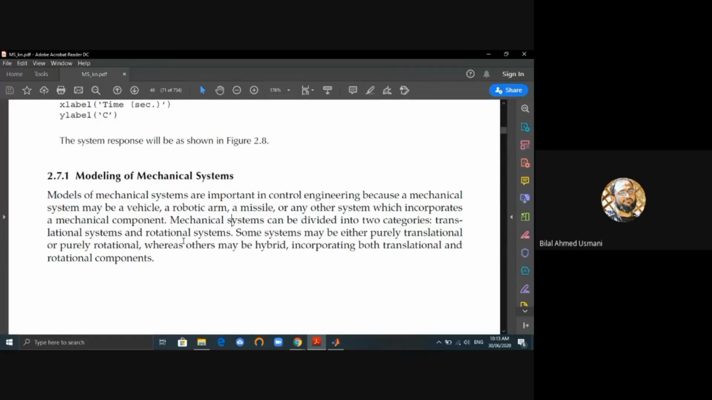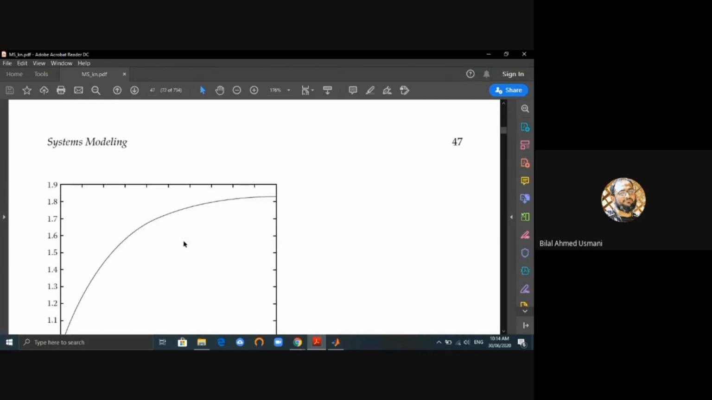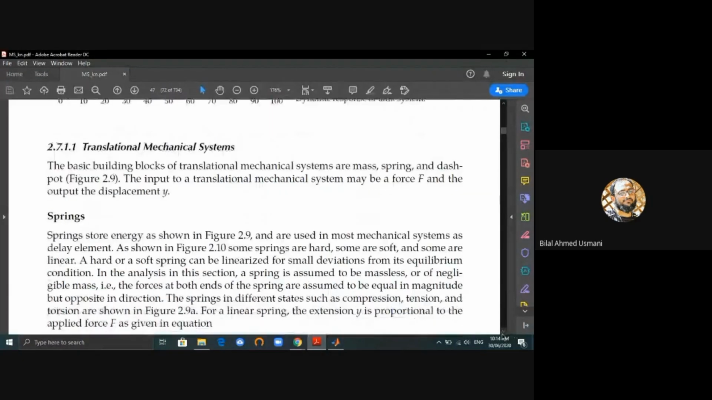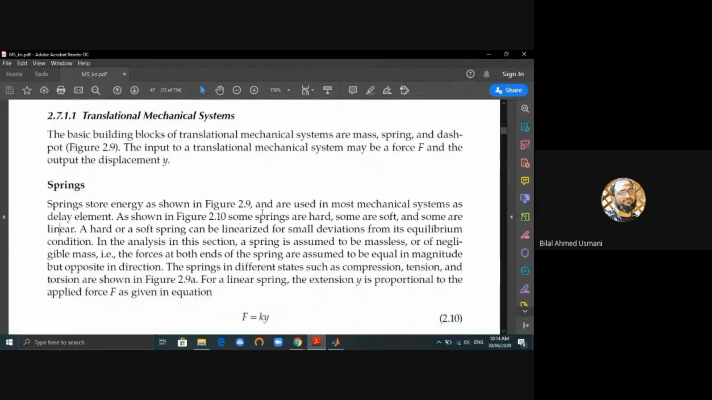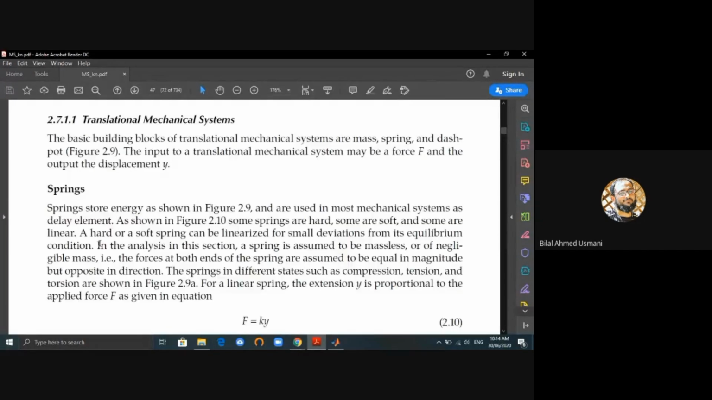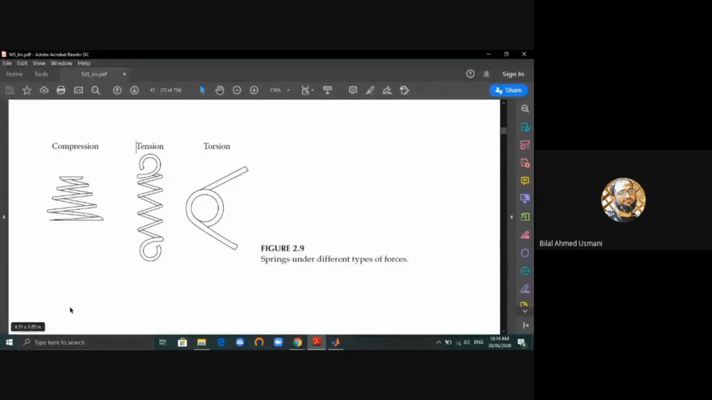Mechanical systems can be divided into two categories: translational systems and rotational systems. We are only looking at translation ones. Now, there are three components mainly. The basic building blocks of translation mechanical systems are mass, spring, and dashpot. So there are three parts, and they are shown in figure number 2.9. So it shows the springs only, spring under certain conditions.